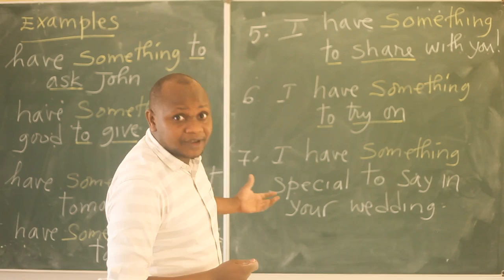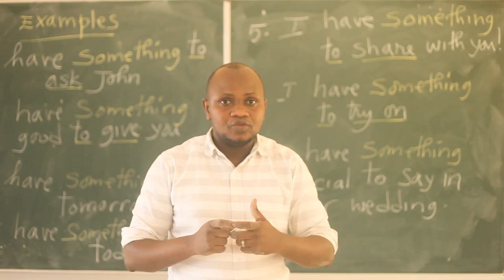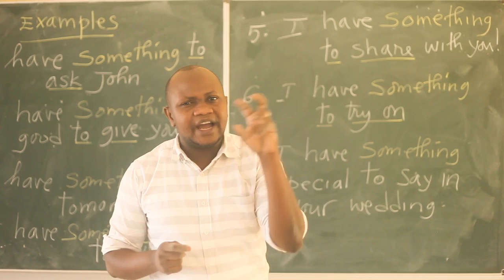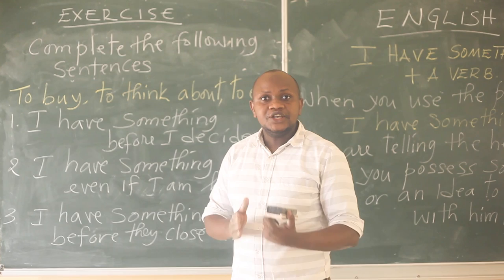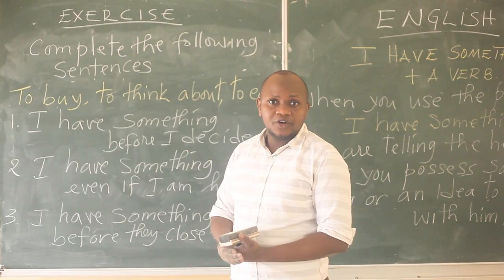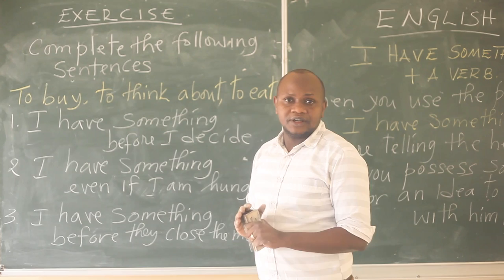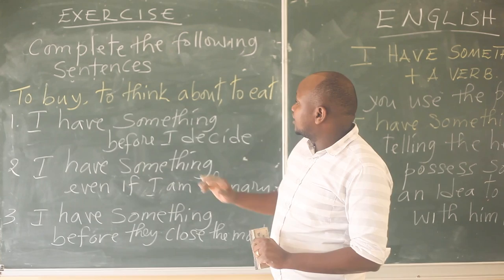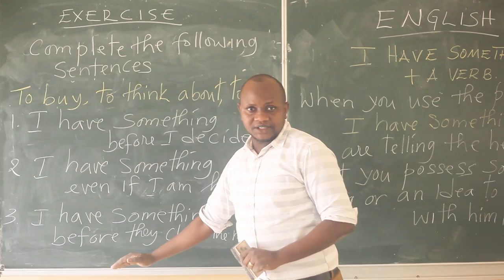Let's continue. We are going to see different exercises, different sentences. Tujye gukora umwitozo uri mu nteruro zigera muri eshatu kugira ngo tumenye the use of I have something to, ushyizeho na verb. This exercise is going to help us to know the use of I have something to. Uyu mwitozo ugiye kudufasha kumenya imikoreshereze ya I have something to do, to buy, to think about, things like that. For example, to buy, to think about, to eat. Now, you are going to complete. Ugiye kuzuza.